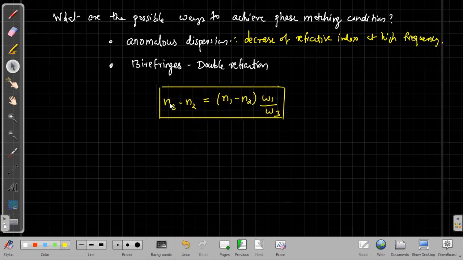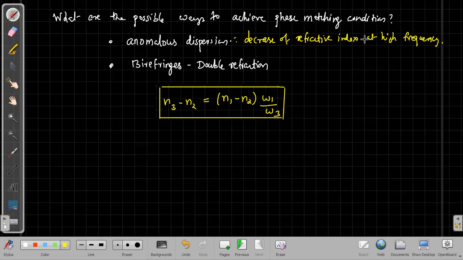Now N3 is the frequency of omega 3. If N3 is lesser than N2, then N3 minus N2 would become negative, and N1 minus N2 would become negative. This would be valid. So if you have anomalous dispersion, then it is possible to achieve this phase matching condition, because at high frequency we'll be having the lesser refractive index.